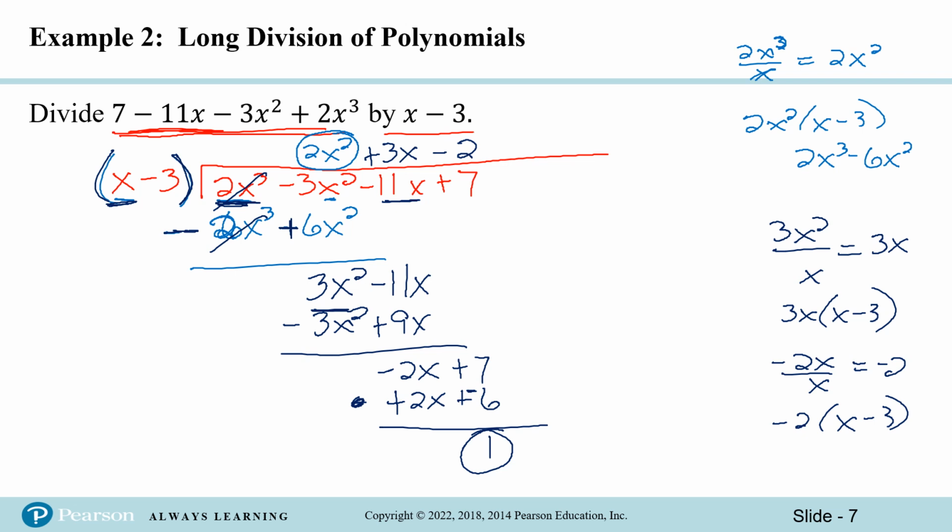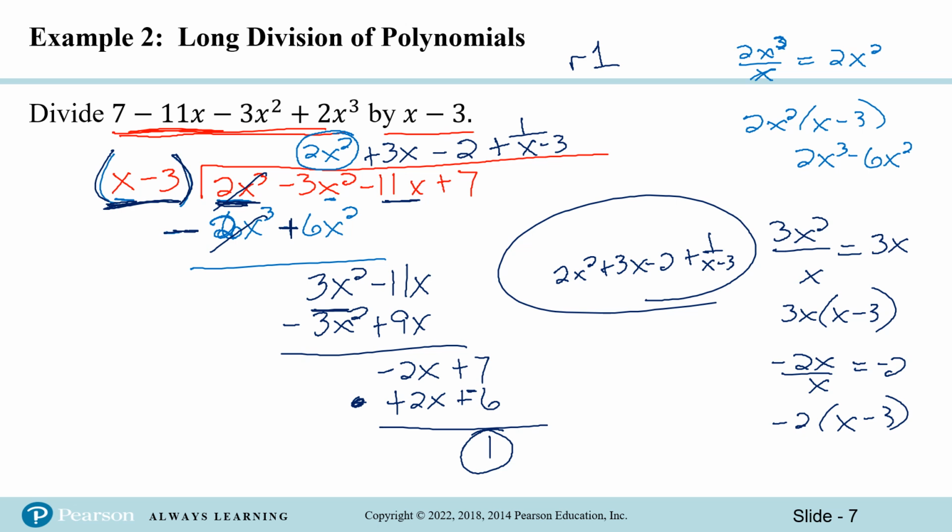Way back in the day, 3rd, 4th grade, you would put an R and then a 1. Well, we stopped doing that when we started introducing variables. So instead of R1 to indicate a remainder of 1, we are going to make it a fraction. So we've got 1, and then we divide it by x minus 3. So this right here, final answer, 2x squared plus 3x minus 2 plus 1 over x minus 3. All of that could be done with a process called synthetic division.